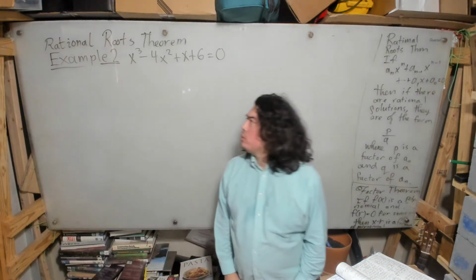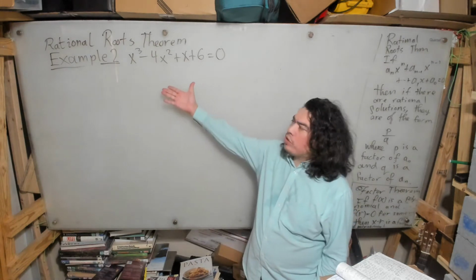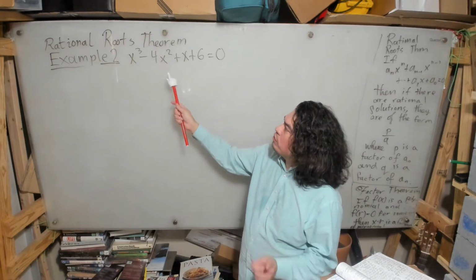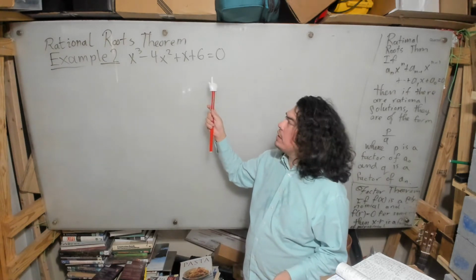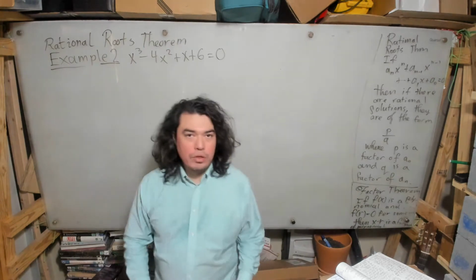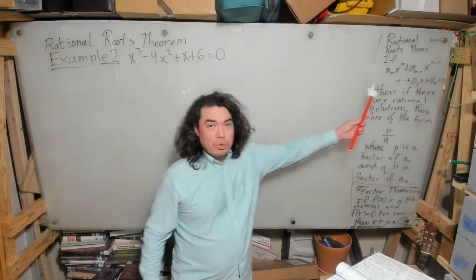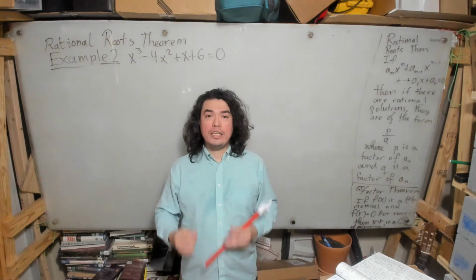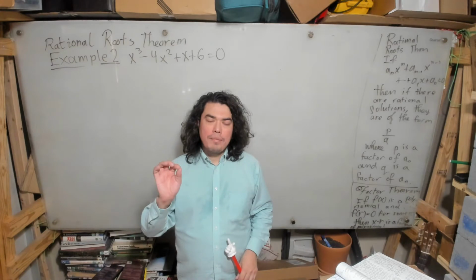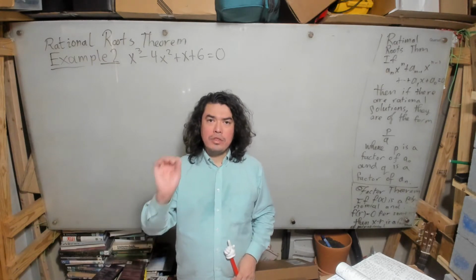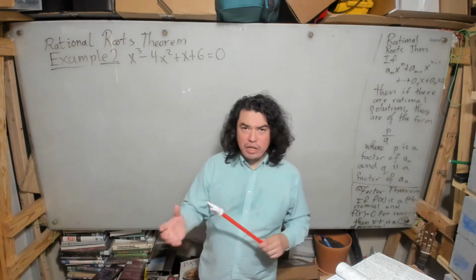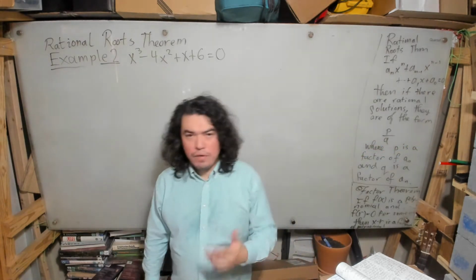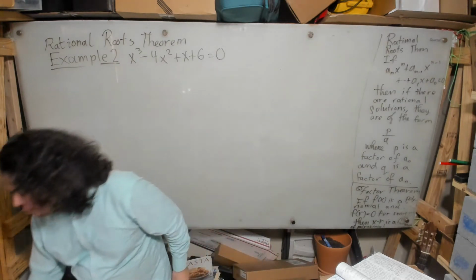Hello, ladies and gentlemen. So now we're going to try to solve this example. Example number 2. It's x cubed minus 4x squared plus x plus 6 equals 0. And we're going to try to solve it with the rational roots theorem, which we saw before. So the first thing we're going to do is identify the leading coefficient and the constant term, because from these values we will be able to determine the possible rational roots of the polynomial. Okay, so let's do that together.